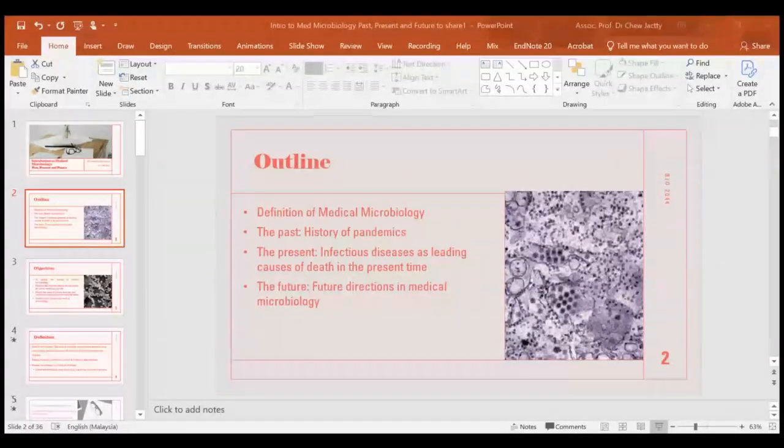So these are not communicable. Communicable infectious diseases can pass from one person to another person, or we can get the infectious disease from the environment, from animals if it is zoonotic. And that is the definition of medical microbiology.